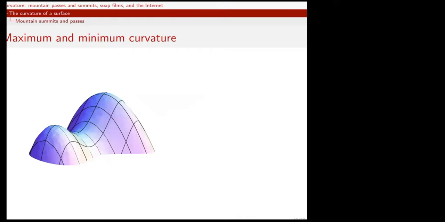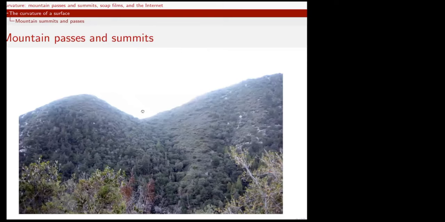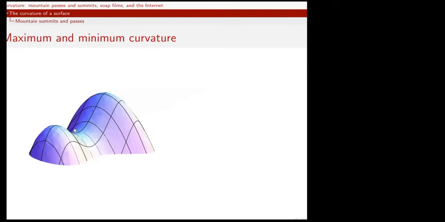And I want to know, so you see, this is a surface, and I want to know how much it's curved. For instance, let's say here you have the mountain pass. You remember that. When you have a mountain, you have the top of the mountain, but also you have a mountain pass here. So let's go to the mountain pass here, and I want to know how much this surface is curved. Clearly it's not flat, it's a mountain, right? So it has some curvature. So let's try to see how we can do that.